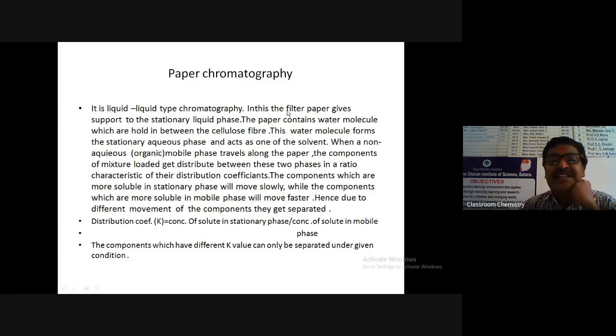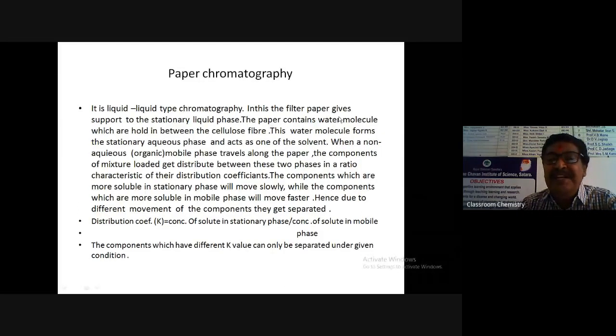म्हणजेच काय बघा, in this the filter paper gives support to stationary liquid phase. म्हणजे जी लिक्विड फेज आहे स्टेशनरी, ती तुमच्या फिल्टर पेपरवर सपोर्ट केली जाते, ठेवली जाते. त्याला सपोर्ट कशाचा असतो? फिल्टर पेपरचा. याच्यामध्ये स्टेशनरी फेज लिक्विड आहे, पण it is supported on a filter paper. So filter paper gives a support to the stationary liquid phase.